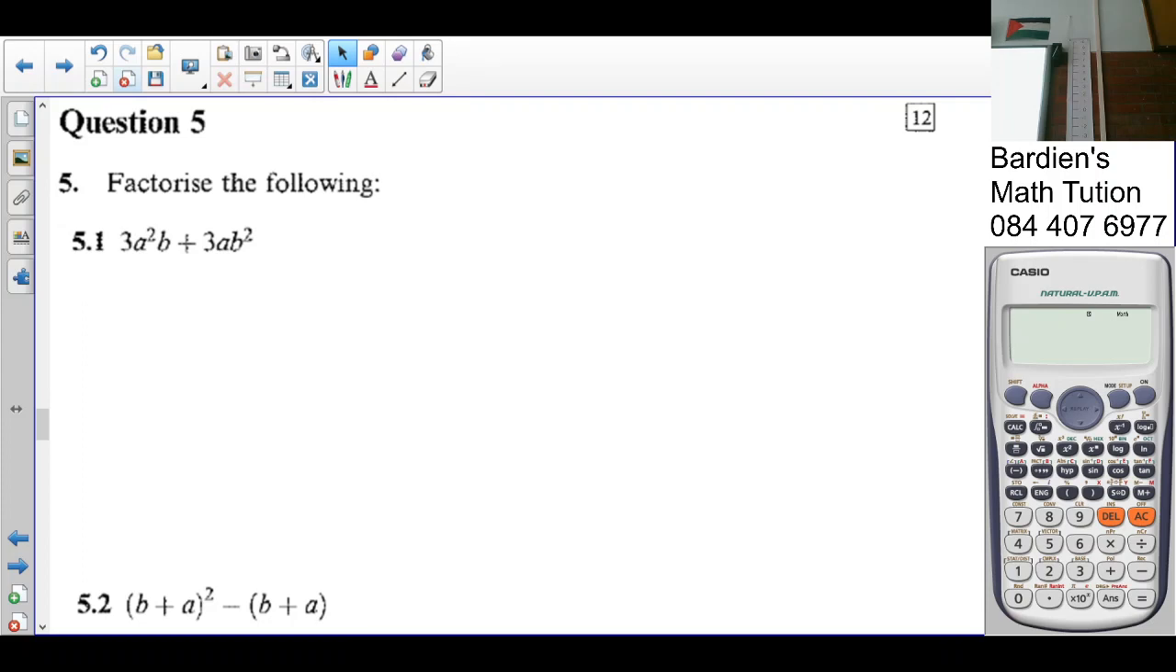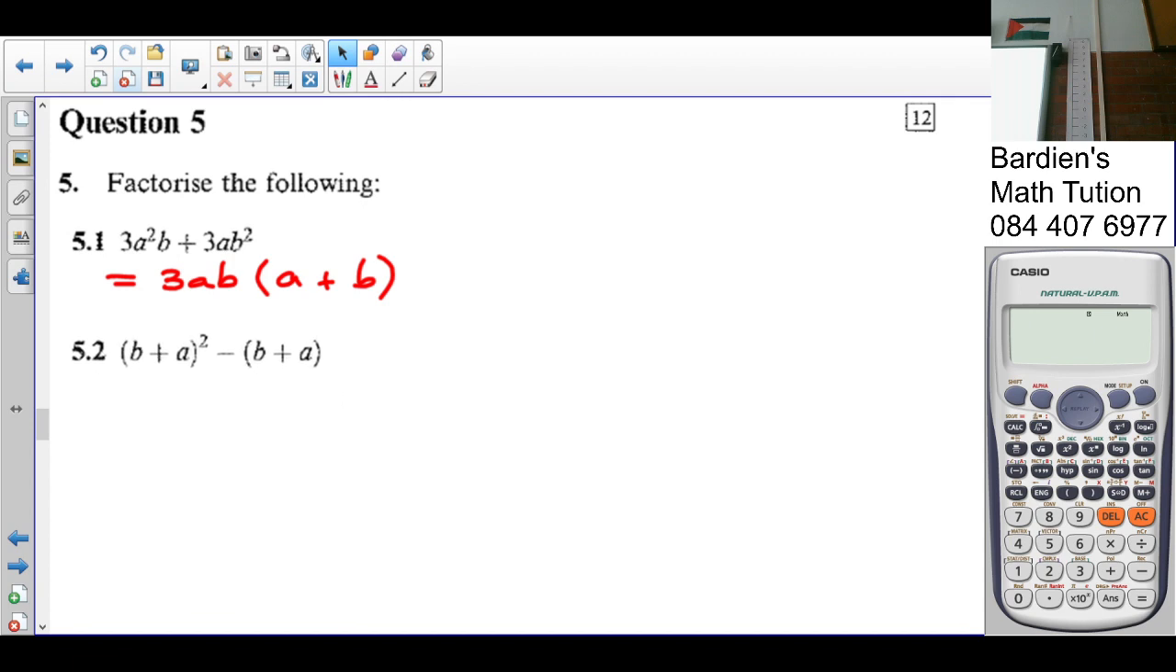Okay. So what needs to be done first? Do we look for a common factor? Is there a common factor? Yes, which is 3ab. What are we left with? 3ab times what is 3a squared b? A. 3ab times what is 3ab squared? B. Can anything else happen here? No, so that's your answer. You all okay with that?